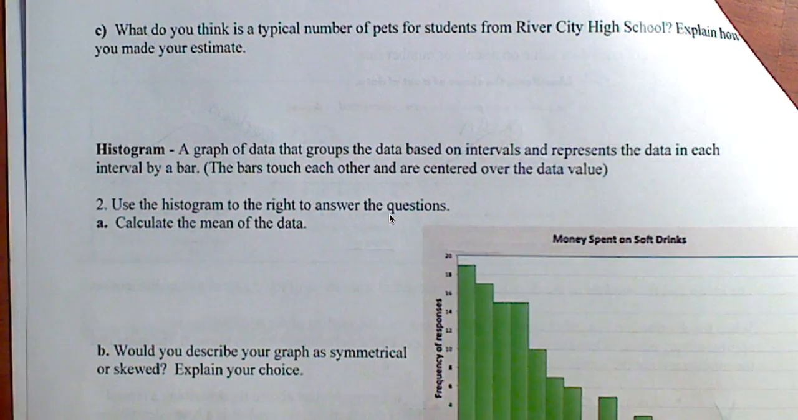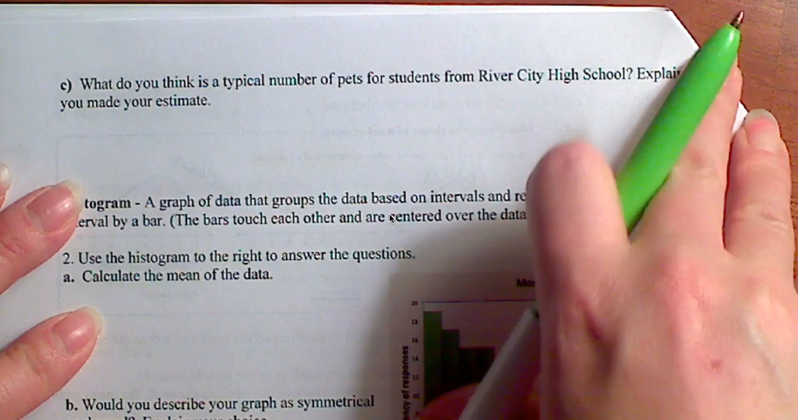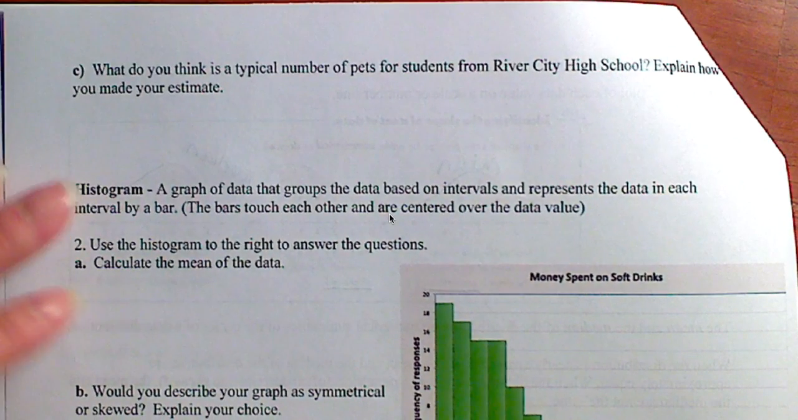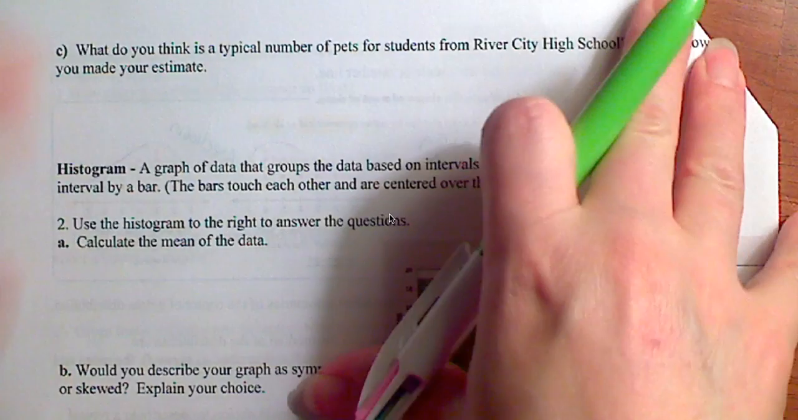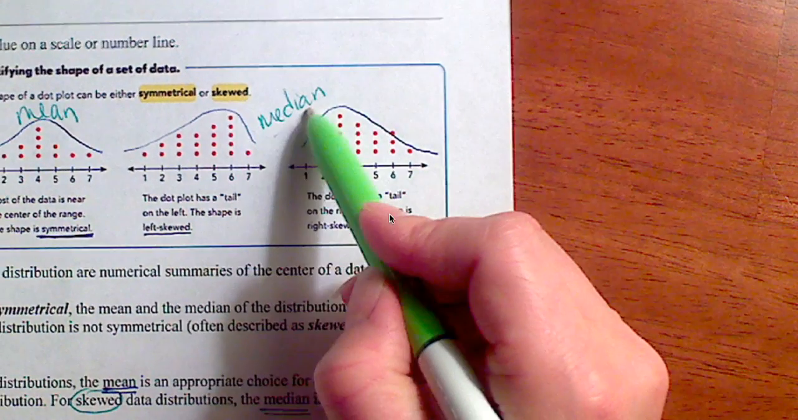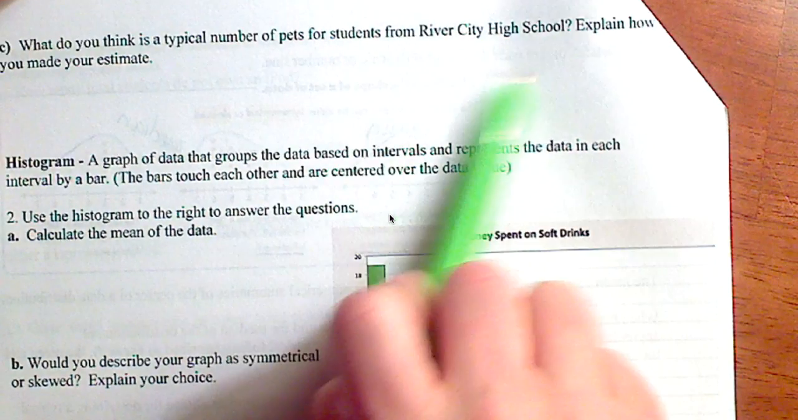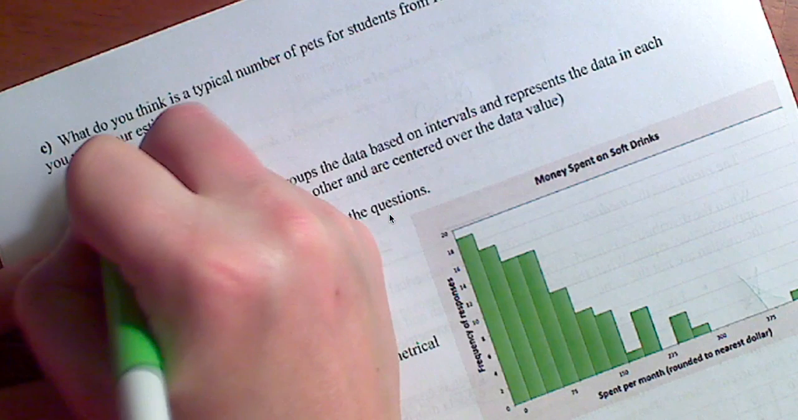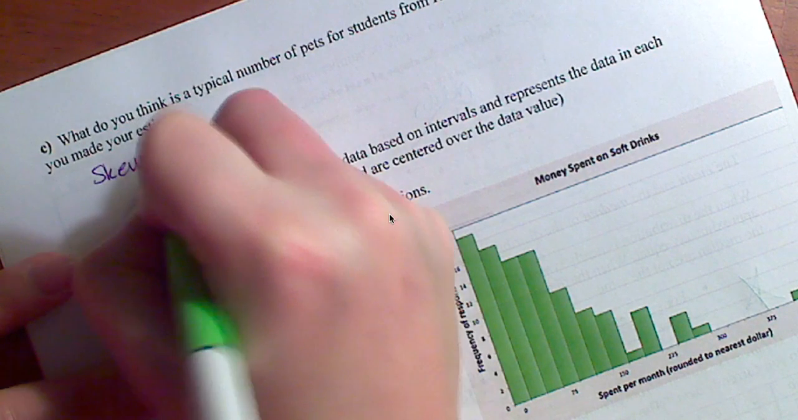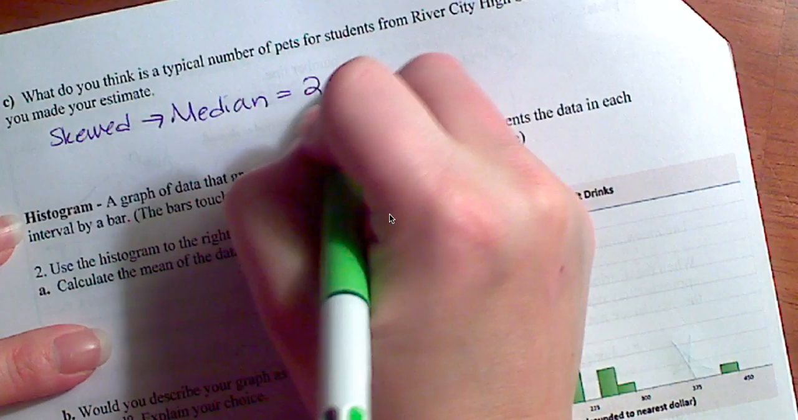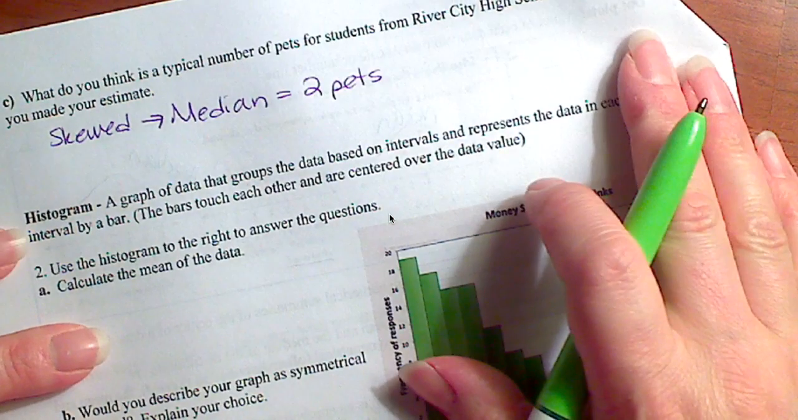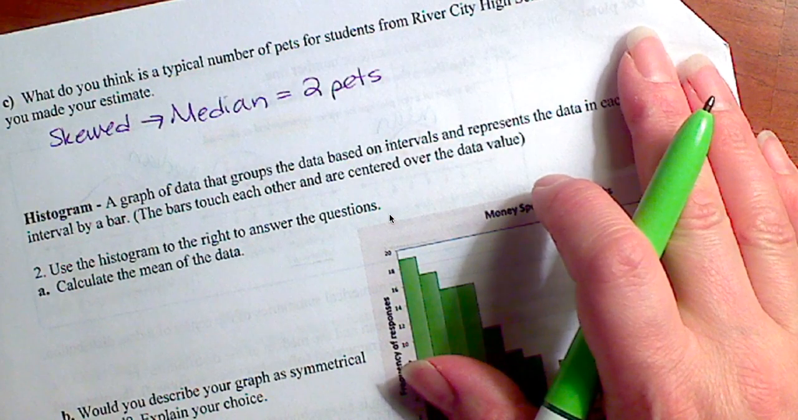What do you think is a typical number of pets for students from River City High School? Explain how you made your estimate. Okay, now we decided that this was right skewed, and if you go back, remember we said that if it's skewed either way, the median is the better choice. So the typical number of pets for students from River City should be, since it is skewed, the median, which we just determined was 2 pets.